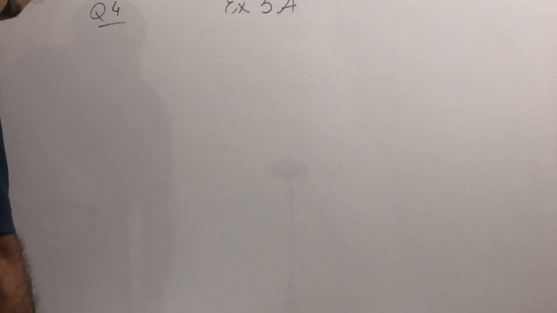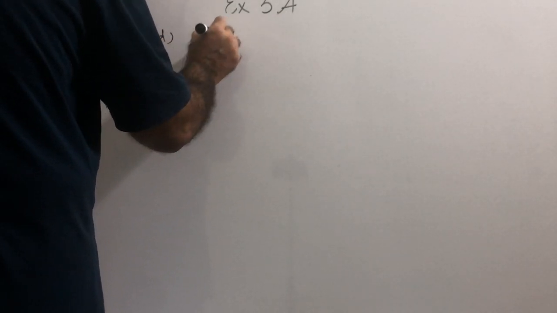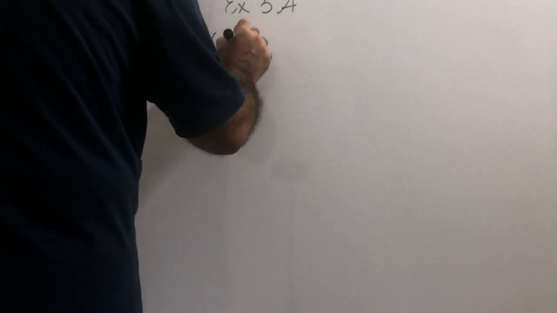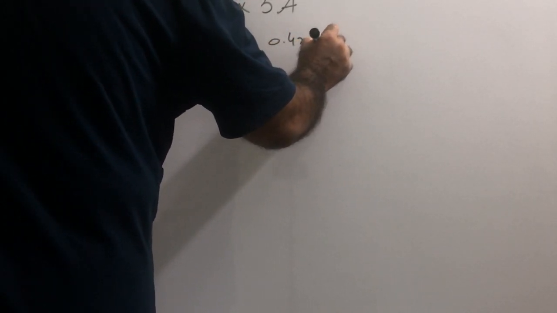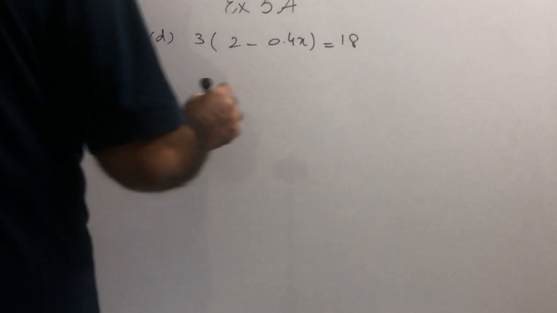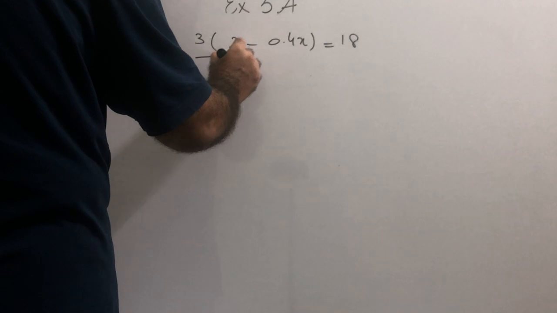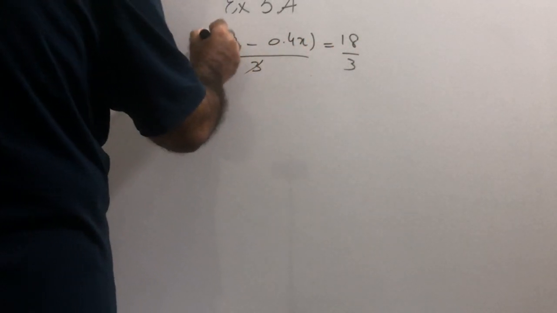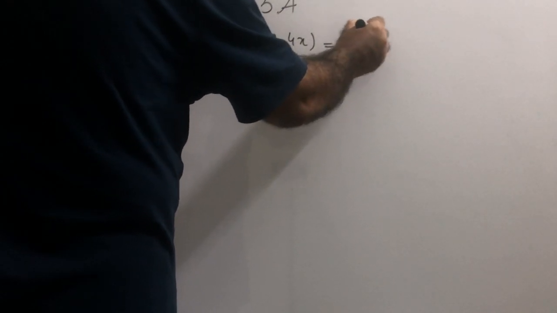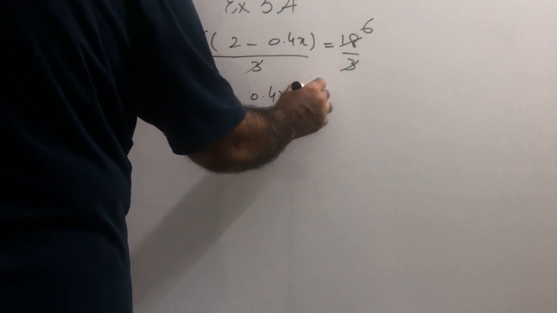Part D, if we do, it is 3 into 2 minus 0.4x is equal to 18. Here we don't have x outside, so simply we can divide both sides by 3. It is gone. 3 6s are 18. So 2 minus 0.4x is equal to 6.